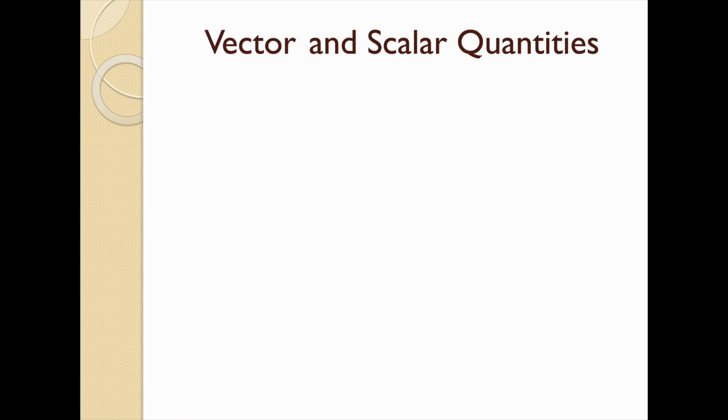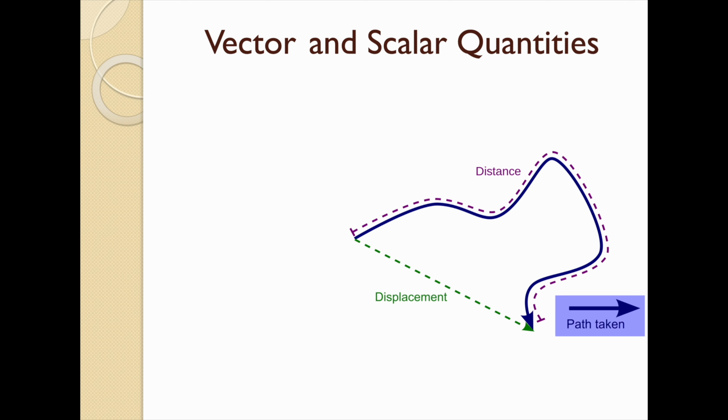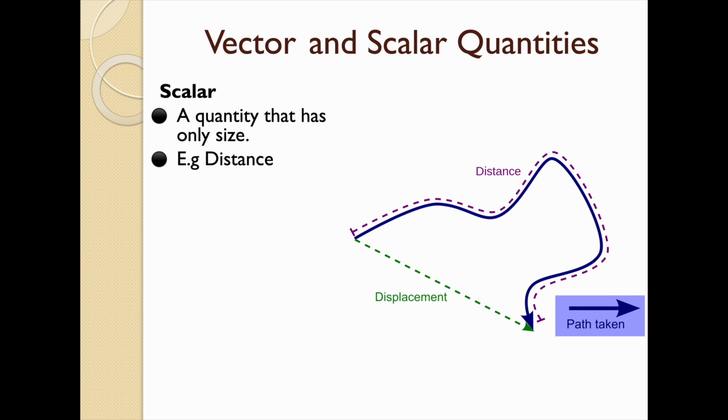All right, so vector and scalar quantities. There are two different kinds that we have here. Distance is considered to be a scalar quantity, and displacement is considered to be a vector quantity. A scalar quantity looks at size alone. For example, this distance that we spoke of is just size. How far did you travel? Distance looks at how far you travel.